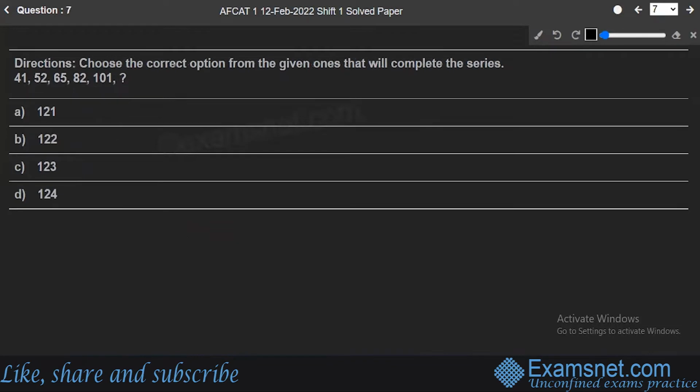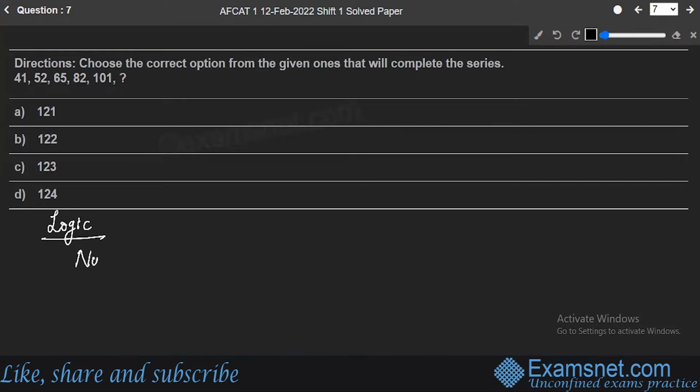Question number 7. The directions over here are that you have to choose the correct option, the one which will complete the series, which you have to fill in the question mark. So the series is 41, 52, 65, 82, 101. This seems a little weird, like what will come over here in the question mark. See, you have to find out the logic simply. If you find out the logic, what is being followed, the next number will be a piece of cake for you.